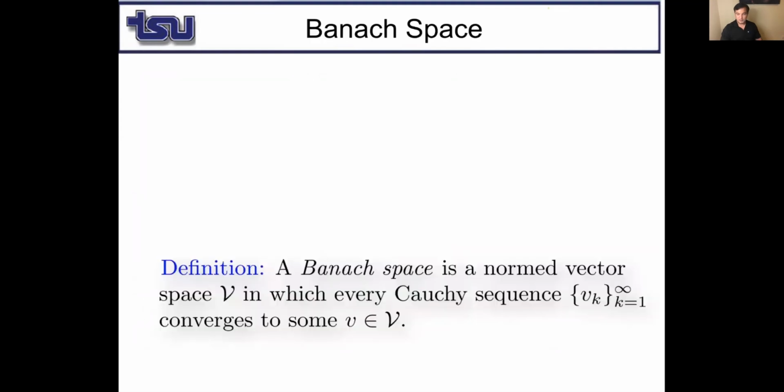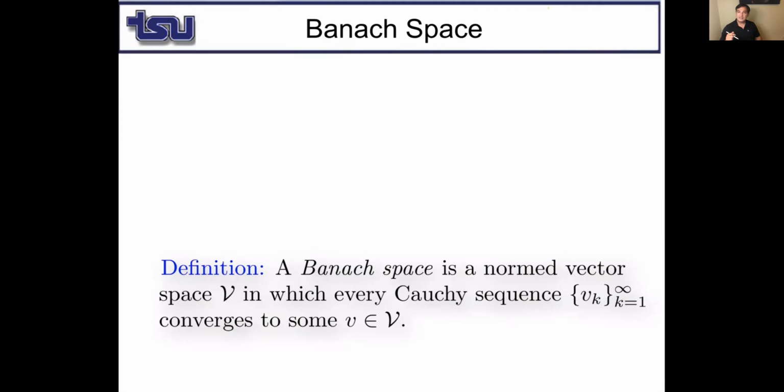So what's a Banach space? Now, a Banach space is a normed vector space. A Banach space is first of all a normed vector space. That means it's a vector space with a well-defined norm, in which every Cauchy sequence converges to some element of V.